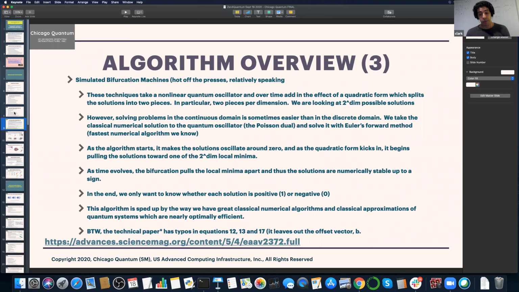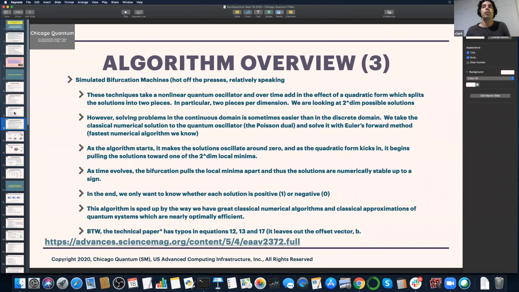So what we do is we say, okay, we're going to let the solutions wiggle a little bit, very slowly, and slowly we change the way they're moving by adding in our QUBO. Okay. And the QUBO then sort of forces the solutions to split apart. They bifurcate. And the ones that go up, we end up calling one, and the ones that go down, we end up calling zero. And it just turns out this is really brilliant because the numerical solution is a very old numerical ordinary differential equation, which is a dual to the quantum thing.